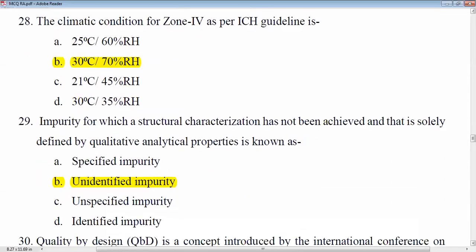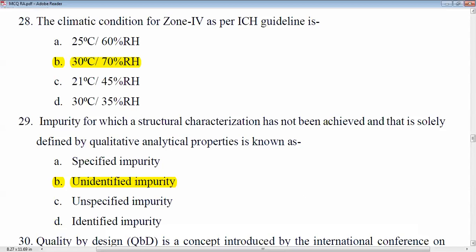The 28th multiple choice question is: the climatic condition for zone 4 as per ICH guideline is. A option is 25 degrees centigrade, 60% relative humidity. Option B is 30 degrees centigrade, 70% relative humidity. Option C is 21 degrees centigrade, 45% relative humidity. And option D is 30 degrees centigrade with 35% relative humidity.